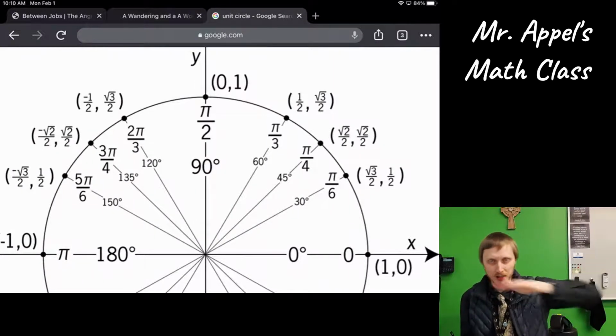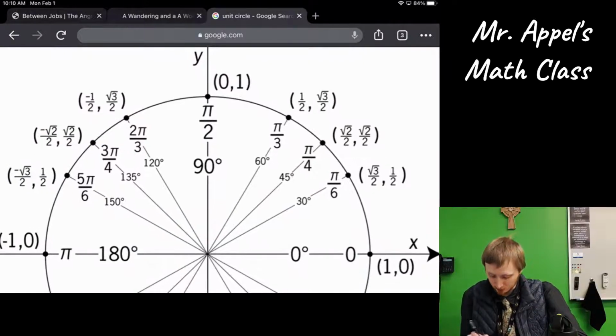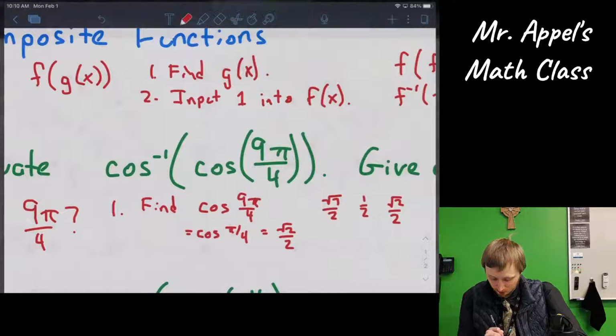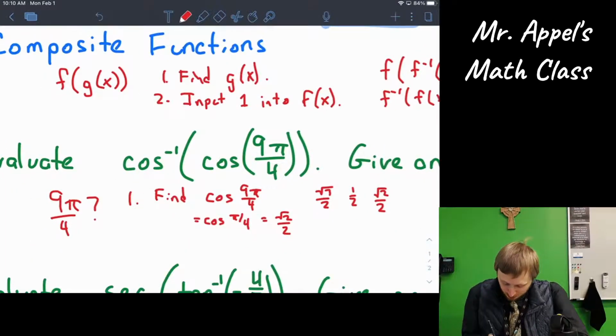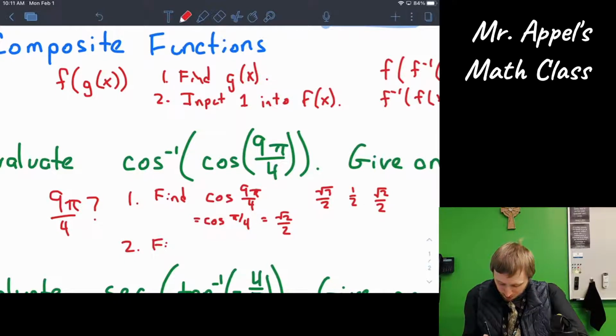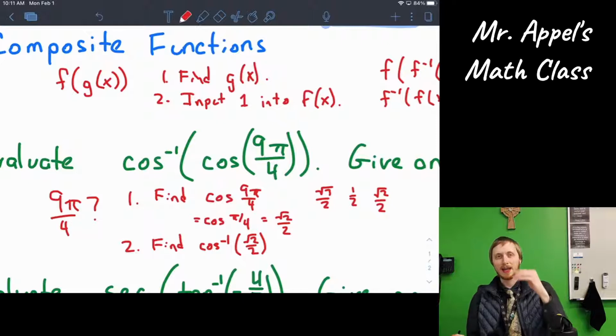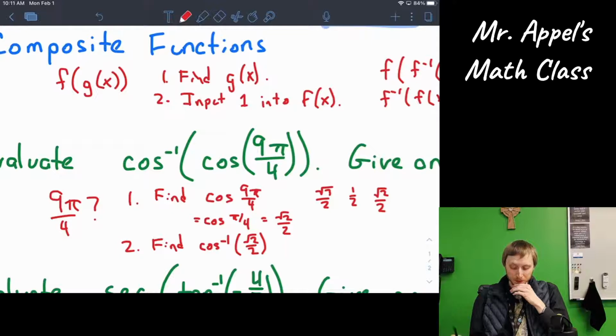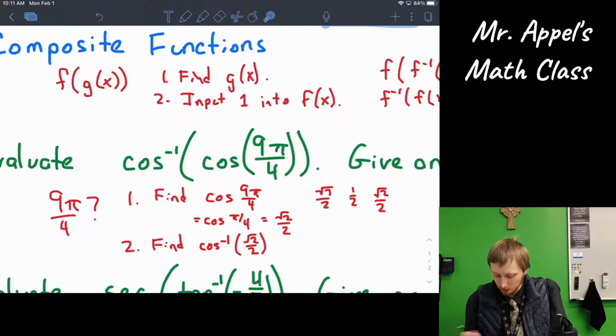Cosine gives me the horizontal, the x value, which is square root 2 over 2. Okay, not bad. And now we'll take that and plug it in to the outside function. So now we find cosine inverse of square root 2 over 2. What angle between 0 and pi has an x value of root 2 over 2, has a cosine of root 2 over 2? We just found it.